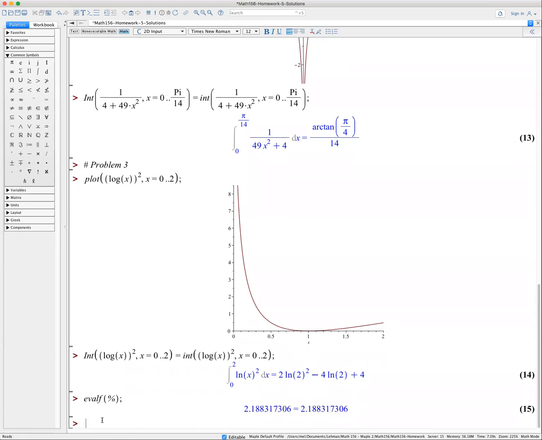It's 2.188. But this was a mistake. Should have been log of x squared, but so that's a mistake.